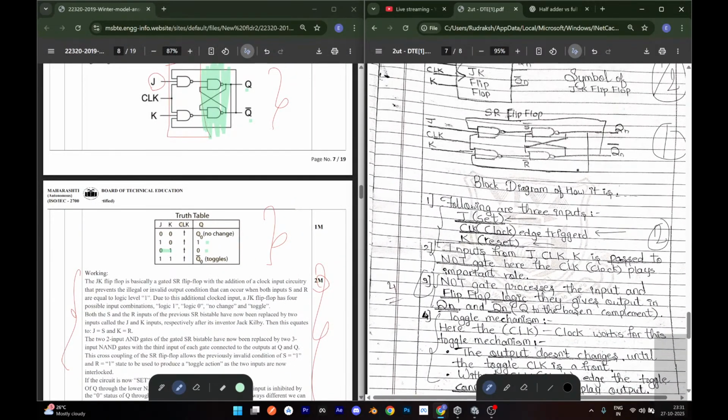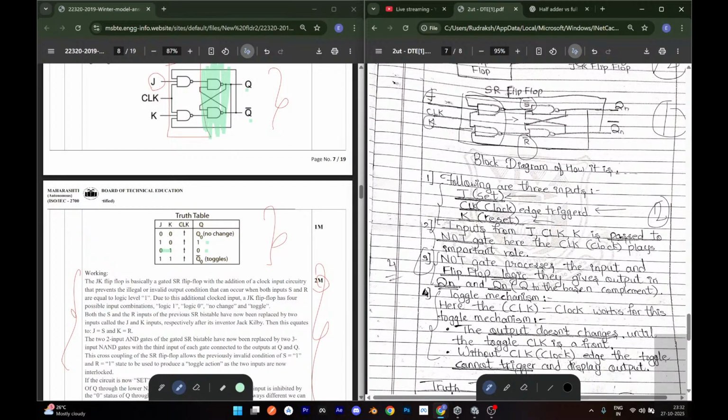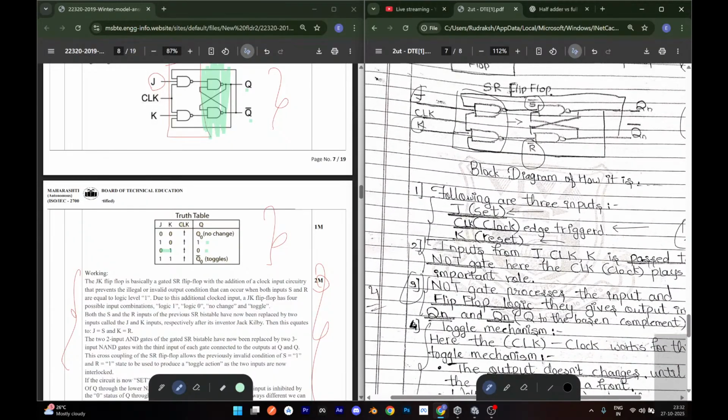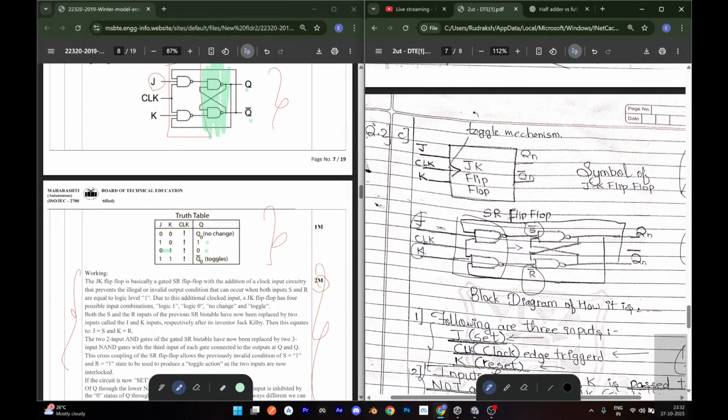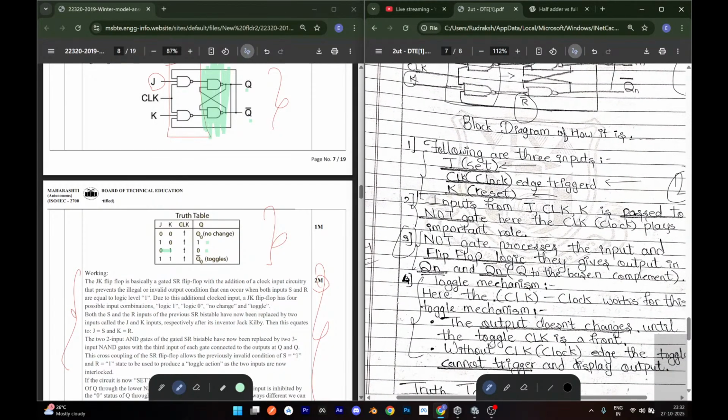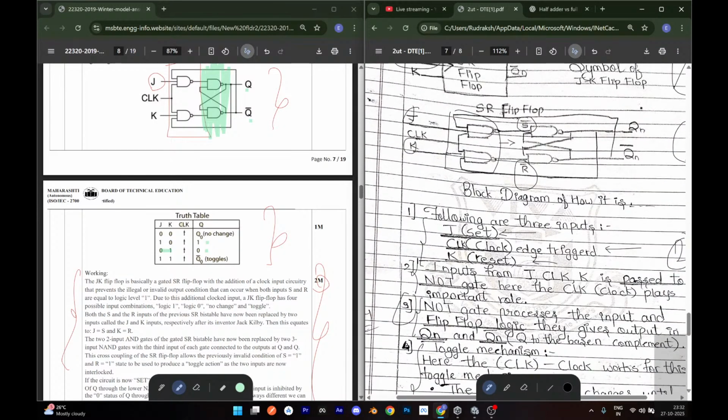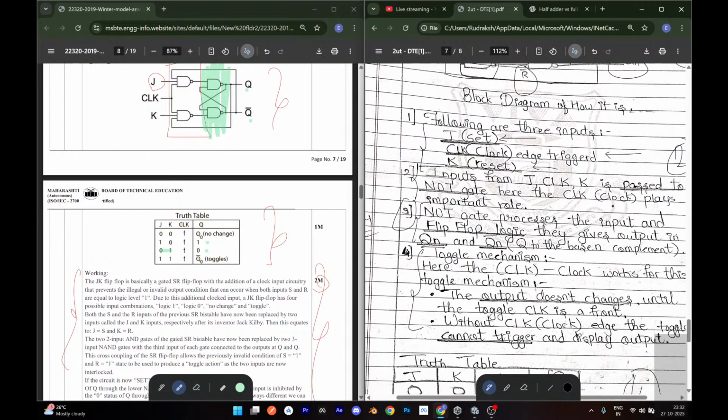Okay. Here, the clock has been passed here, which is again going through the AND gate to the SR flip-flop. Okay, from JK flip-flop, it is going to the SR flip-flop. And in the SR flip-flop, as we can see, the NOT gate has been applied where this toggle mechanism, CLK, clock, which we can see here. Then after that, we are getting those outputs Q and Q-not.